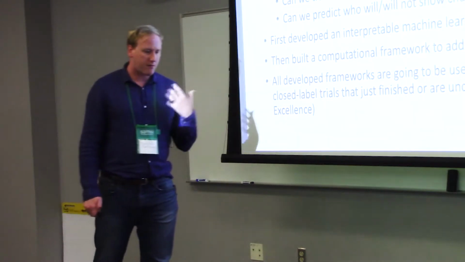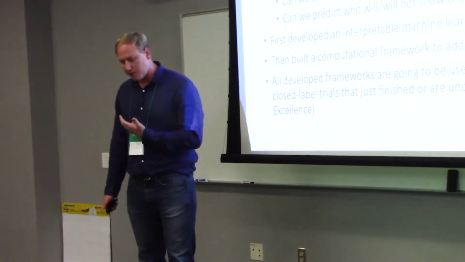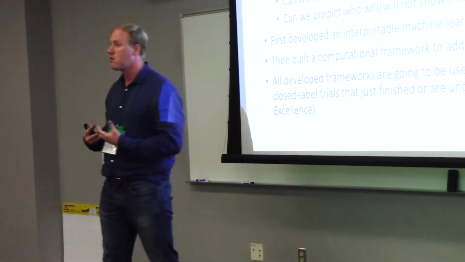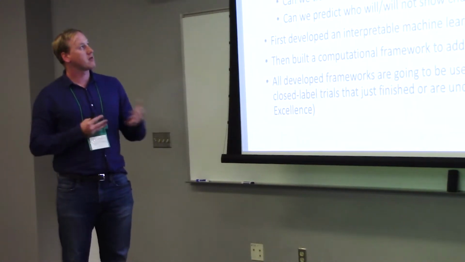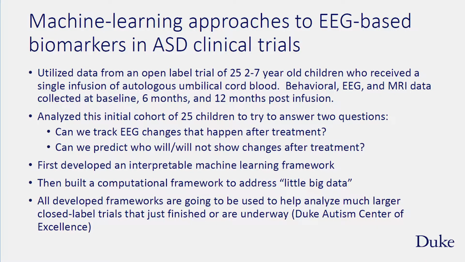So we don't have very large data from these historical experiments, but in order to figure out if we could really get the methods to port to working in humans rather than working in animals, we started working on a recently collected clinical trial. There's a clinical trial that was completed about 2 years ago now. It had 25 2 to 7-year-old children, and they were given a single infusion of autologous umbilical cord blood, and I cannot pronounce that very well.